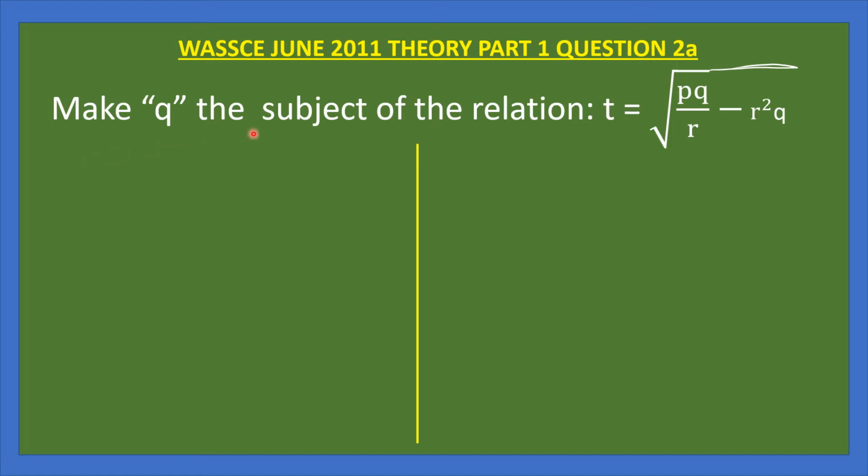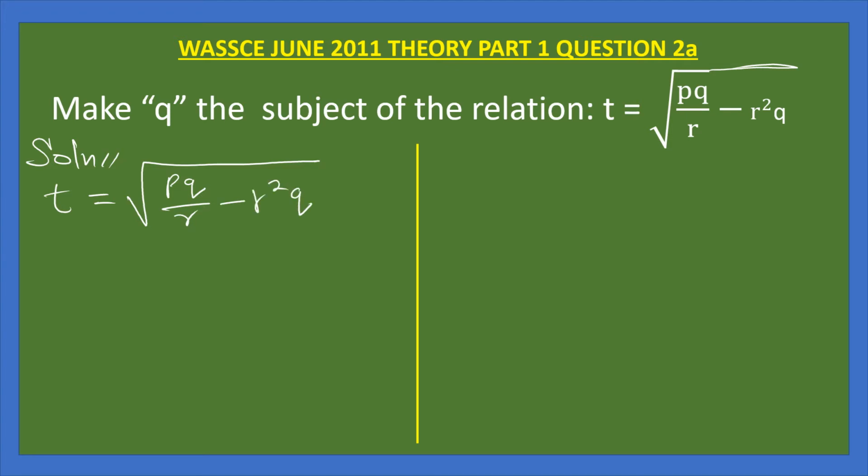It says, make Q the subject of the relation T is equal to the square root of PQ over R minus R squared times Q. Let's do justice to it. We have the solution. T is equal to the square root of PQ over R minus R squared Q. Now, we need to remove the square root sign. What do we do? We square both sides of the equation.